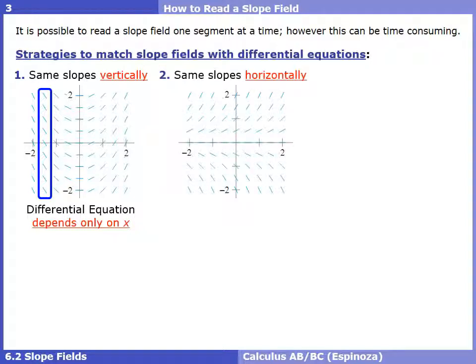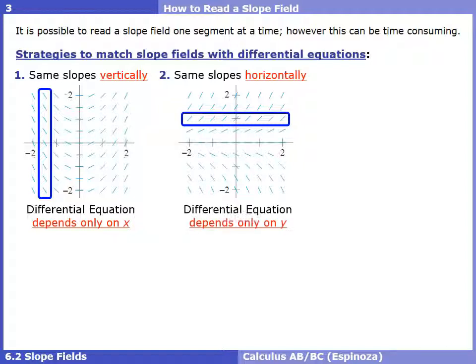So I think it would probably be logical to guess this, but what if you see the same slopes all horizontal? And just to highlight one of those rows so you can see what I mean, then that differential equation would only have y's in it.